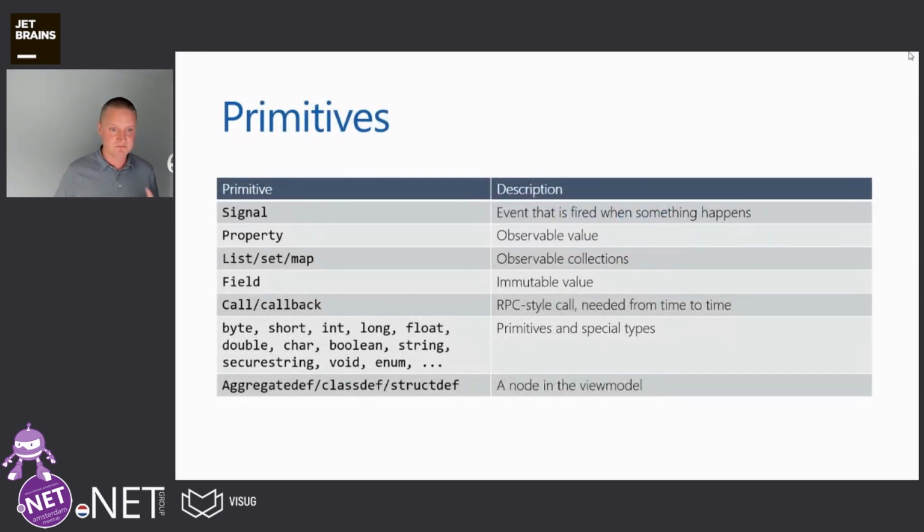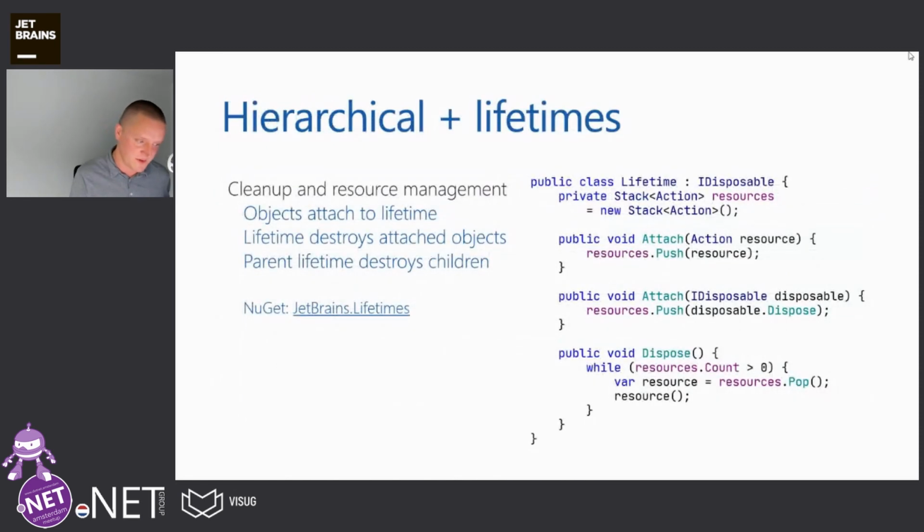You can have signals, something is happening, I want to fire an event. There's properties where you can observe a value. Properties can also be lists, sets, and maps, and so on. And there's the typical data types that are bytes, shorts, integers, long strings, and so on. Having that said, I'll quickly show you what the lifetimes are about, and then I'll show you some code of how this works in practice, because I know the slides are probably less clear than what would be in code.